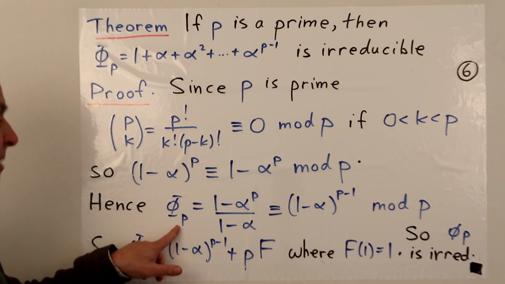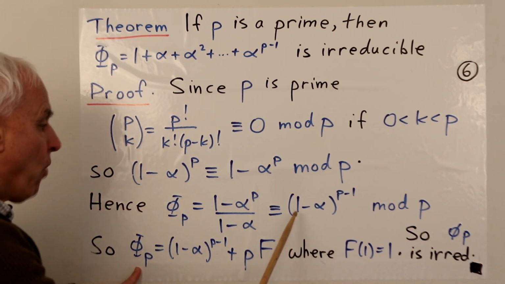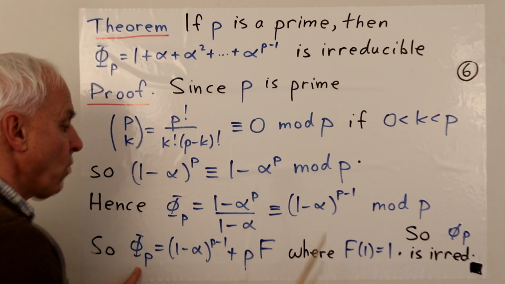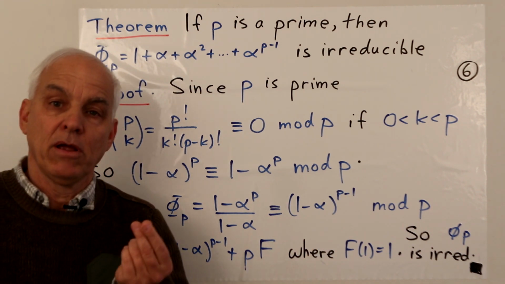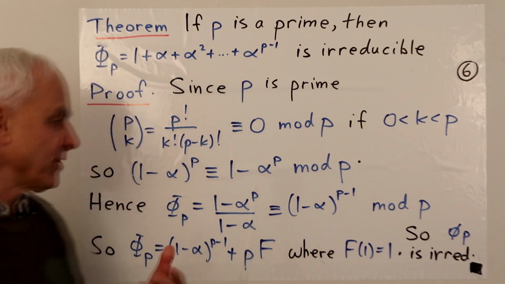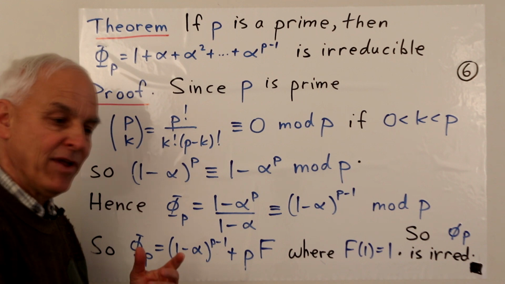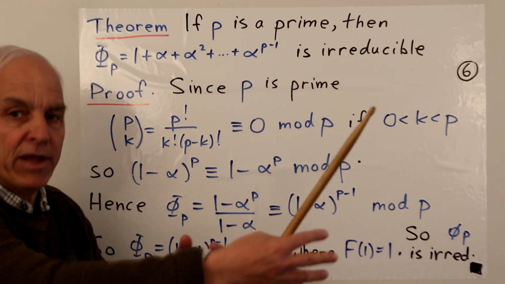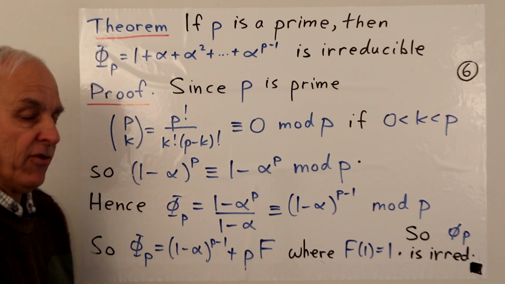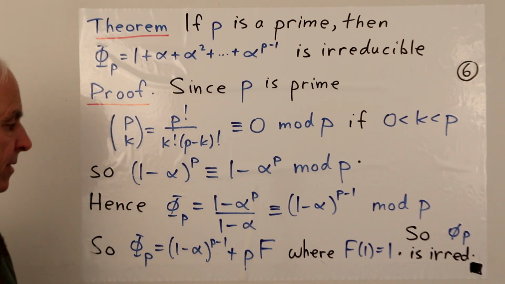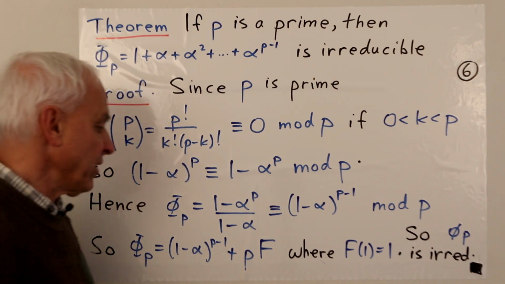So the cyclotomic polynomial phi sub p can be written as 1 minus alpha to the p minus 1 plus something else, which is divisible by p. That's what it means for two things to be congruent mod p. It means that the difference is p times something else. Okay, so there'll be a p times something else. The something else is, say, capital F. Okay, this is looking a lot like the Schoenemann criterion.